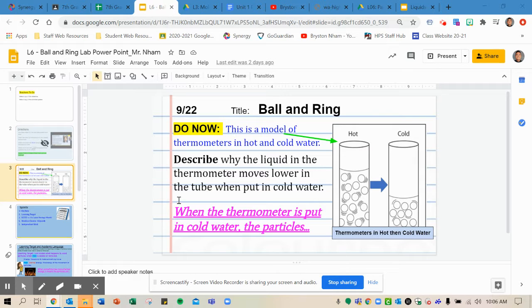Okay. So for your do now today, I would like you to describe why the liquid in the thermometer moves lower in the tube when it is put in cold water. Okay, so why does that happen? Think about the particles. That was your do now for today.